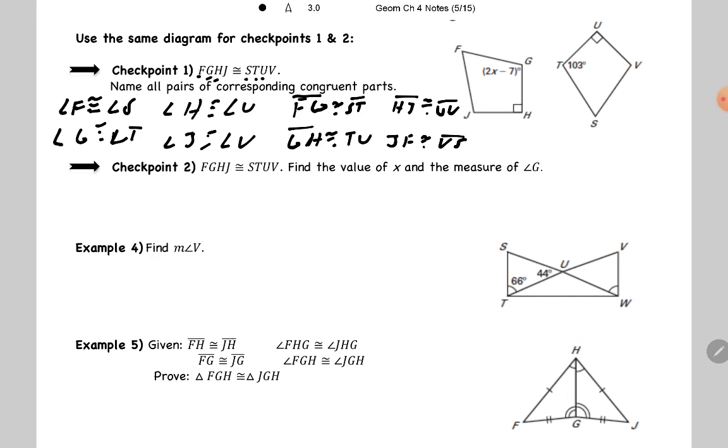Checkpoint 2. Find the value of x and the measure of angle G. Okay. So they're telling us that T, which is in the same position as G, so those are congruent. That means we can set them equal to each other. So I'm going to add 7 over here and get 2x equals 110. So x equals 55.